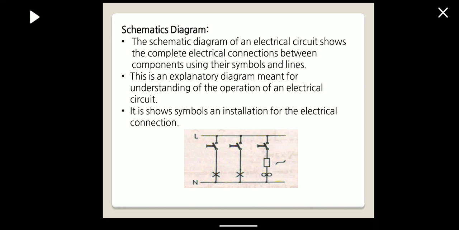So this diagram shows the schematic diagram. It has two lines and both lines are parallel, and then these are the switches and all appliances, that means lamp and fan, are connected in parallel. It shows like this.